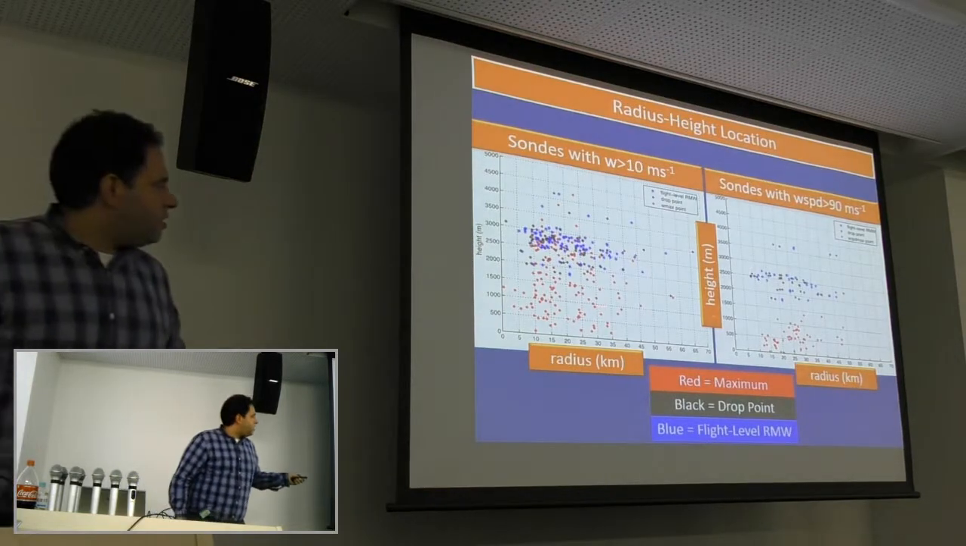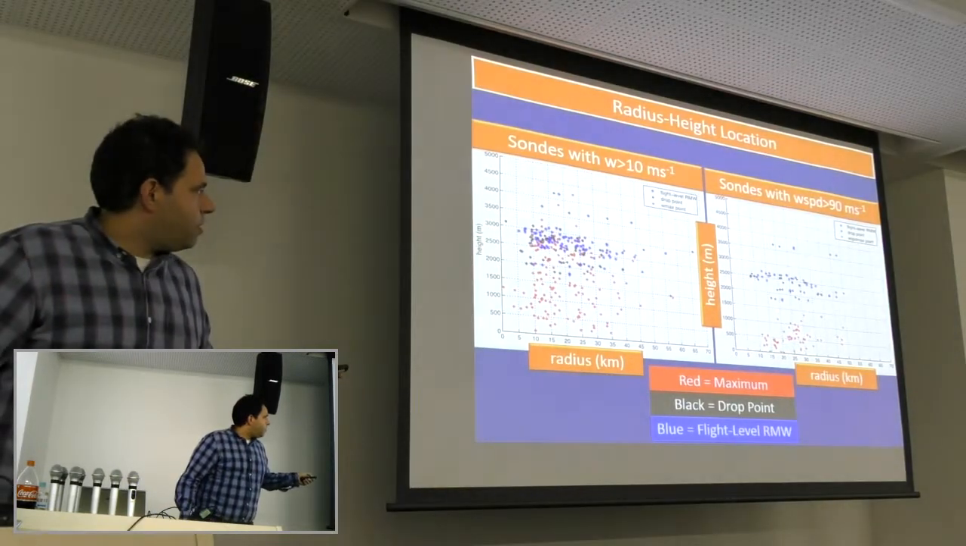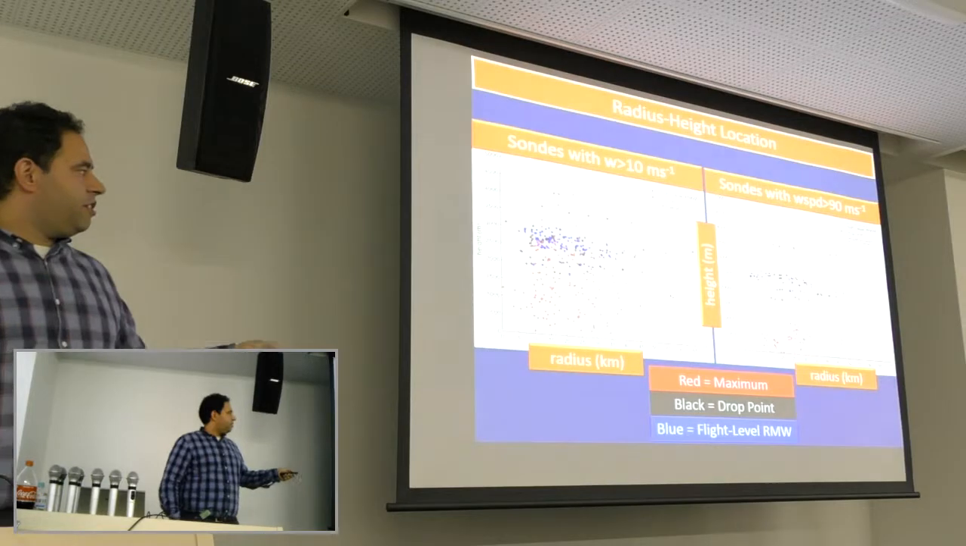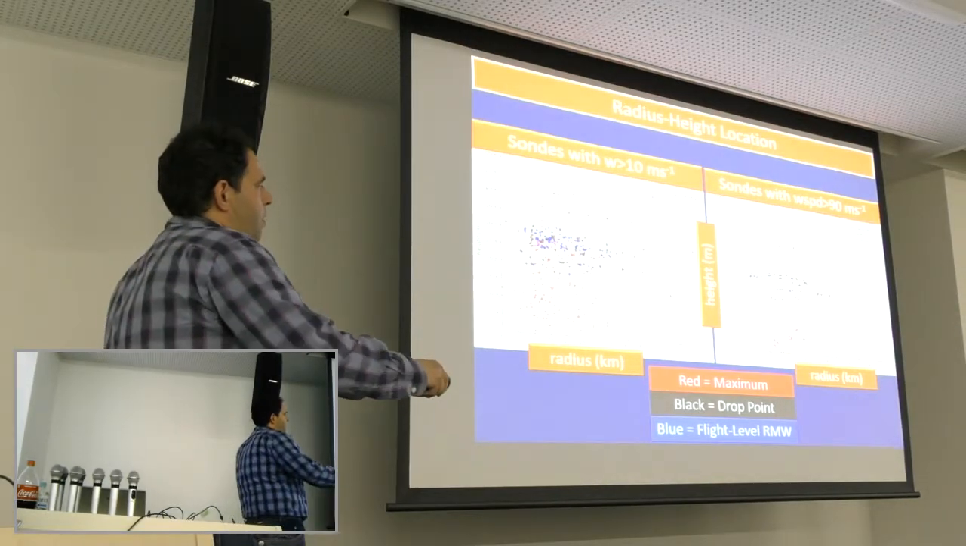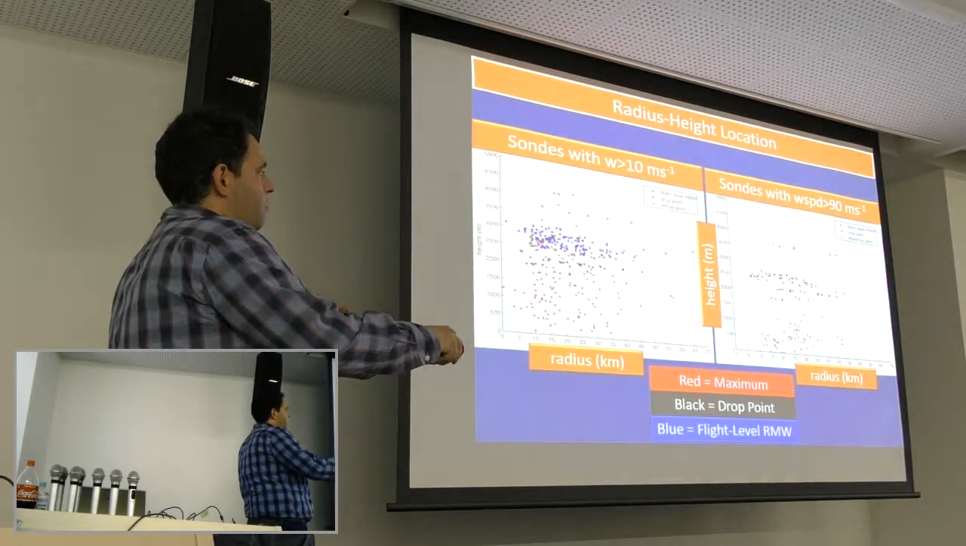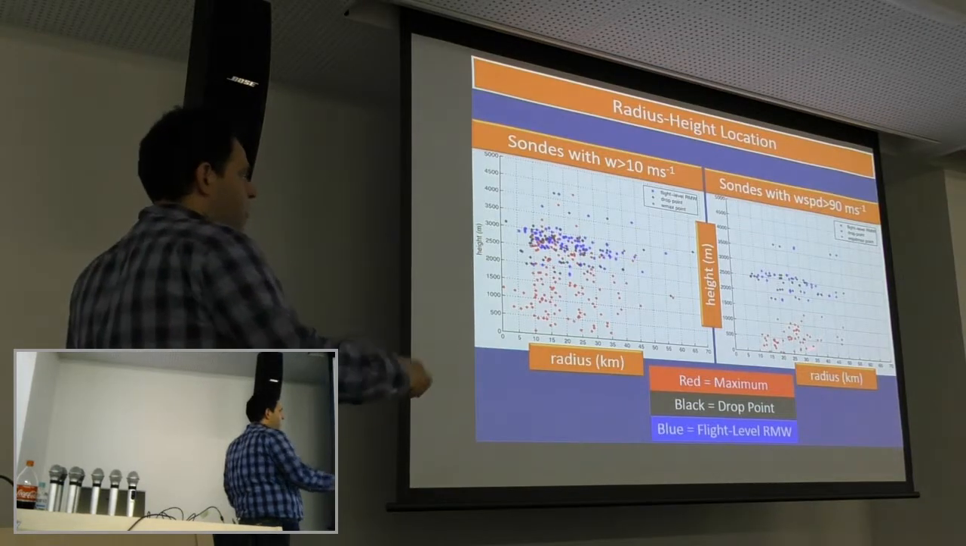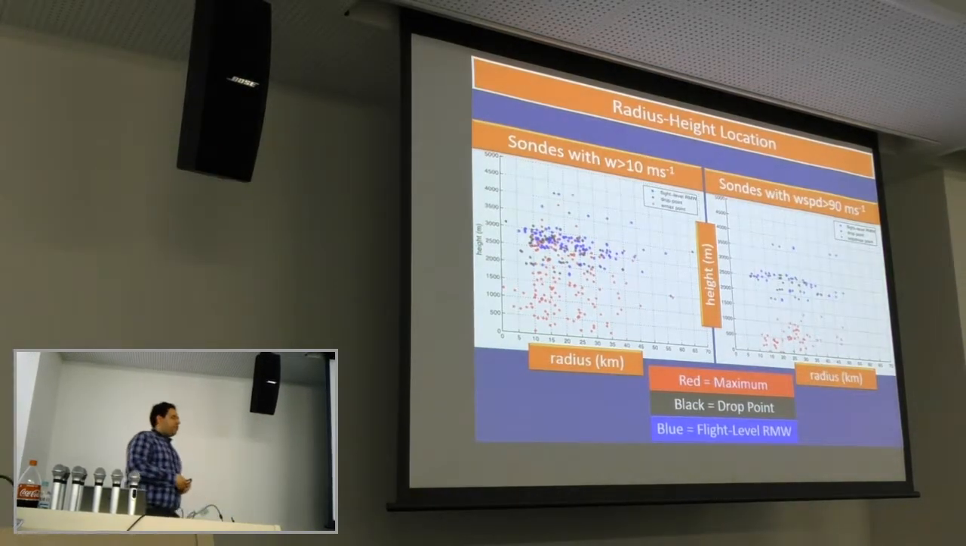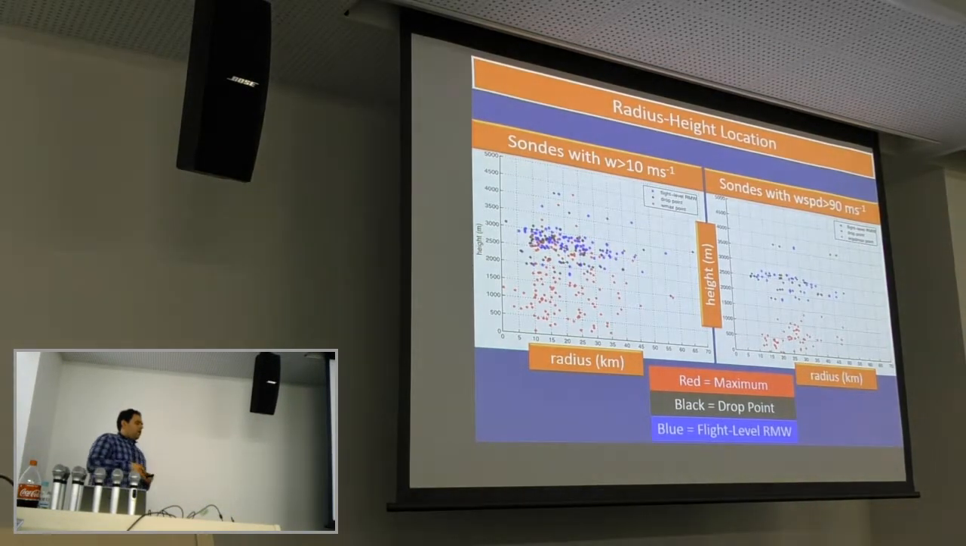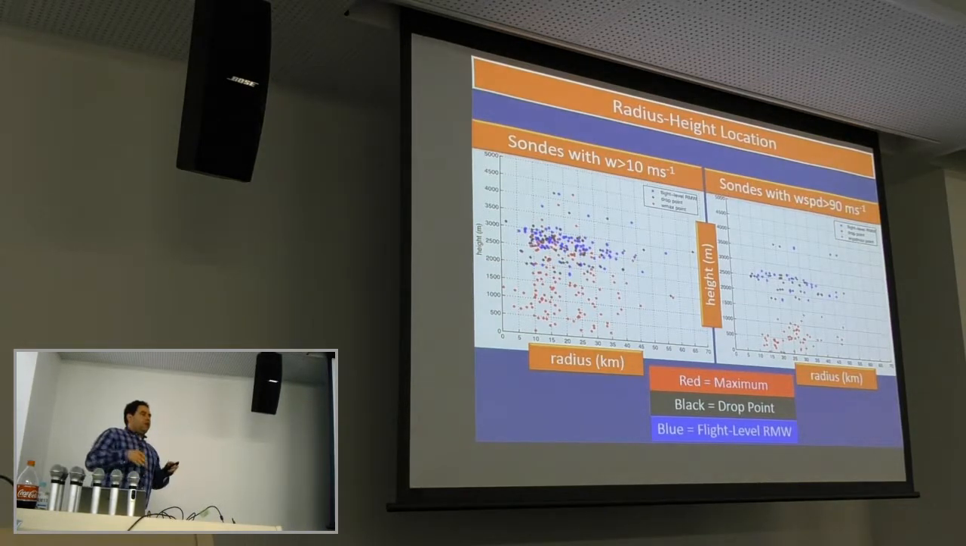On the other hand, you can see there's a difference for the extreme wind speed sondes on the right. They're confined to a much lower layer. All of them are below 1,400 meters height. So the most extreme wind speeds are generally found in a shallower layer than the most extreme updrafts.